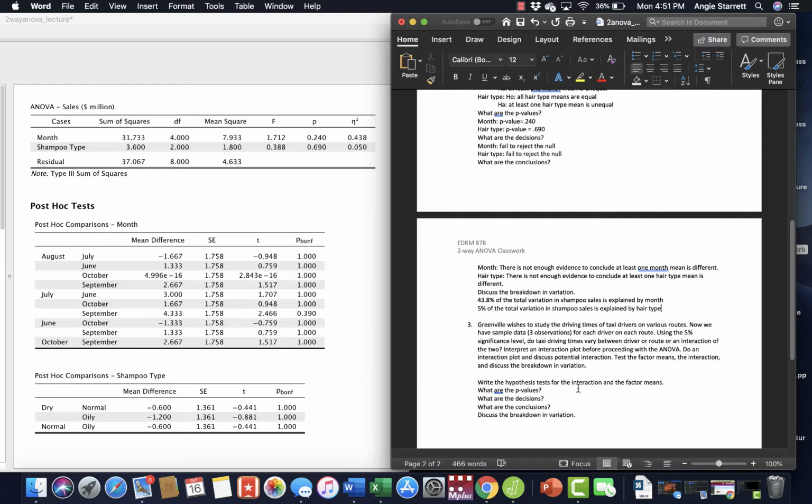Greenville again wishes to study the driving time of taxi drivers on various routes. Now we have sample data, 3 observations for each driver on each route. Using the 5% significance level, do taxi driving times vary between driver or route or an interaction of the two? All right, interpret an interaction plot before proceeding with the ANOVA. All right, do an interaction plot, and discuss potential interaction.